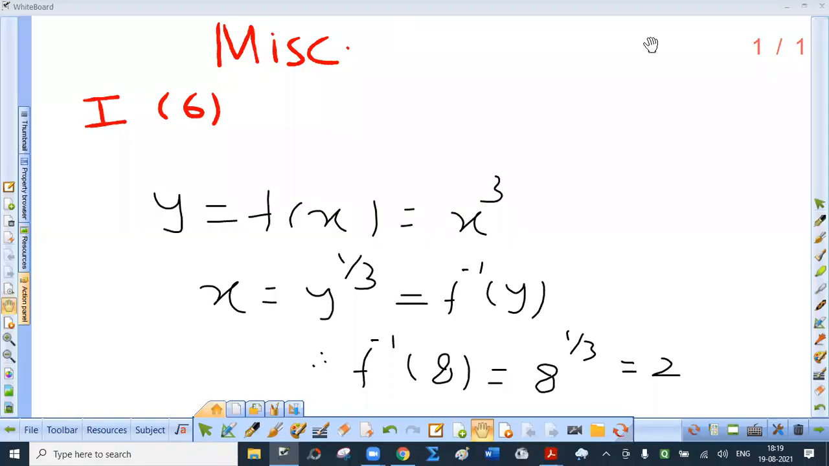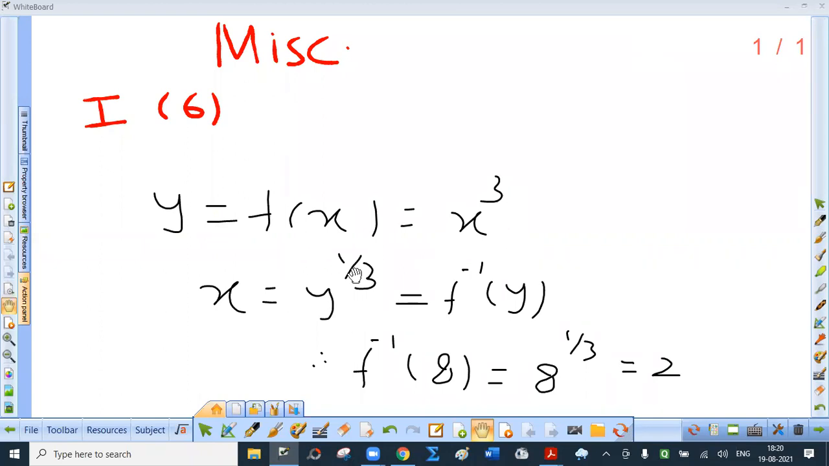Now, sixth one. If f from R to R is defined by f of x equal to x cube, then f inverse 8. Please do not read this as f raised to minus 1. It is true, while writing we write f raised to minus 1 only. But you have to read this as f inverse 8. Use common sense. What is the process inverse to cubing? Taking cube root. What is cube root of 8? 2. That's it.